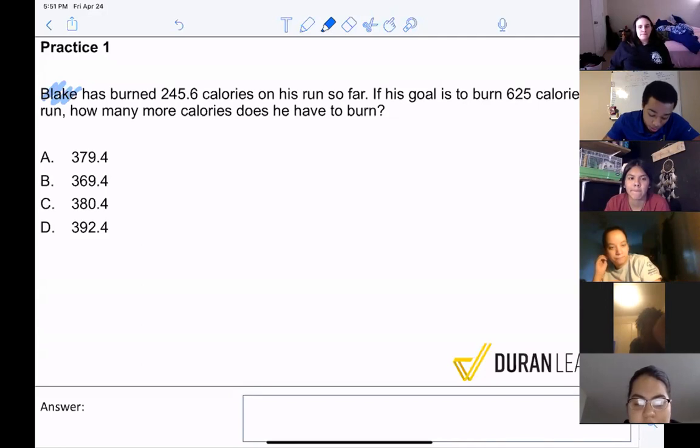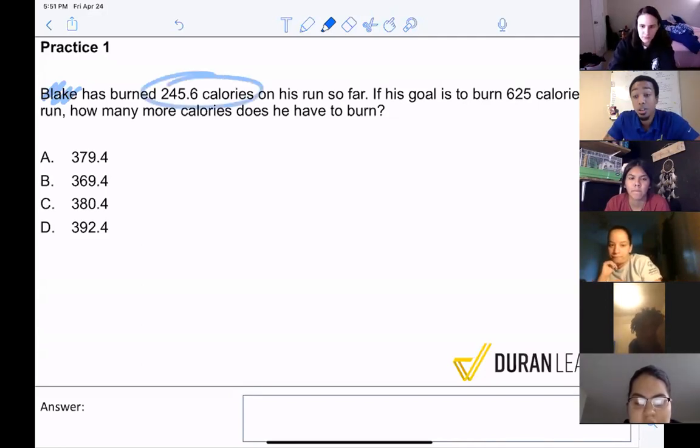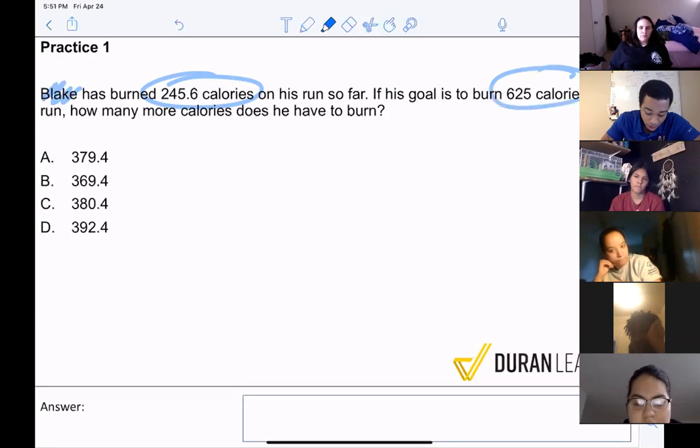So I'm reading this and I'm like, okay, someone burned that many calories on the run so far. Notice that I didn't even read the number. The number doesn't matter. It's about what the number means. Blake burned this many calories so far. If his goal is to burn this many calories, how many more does he have to burn?